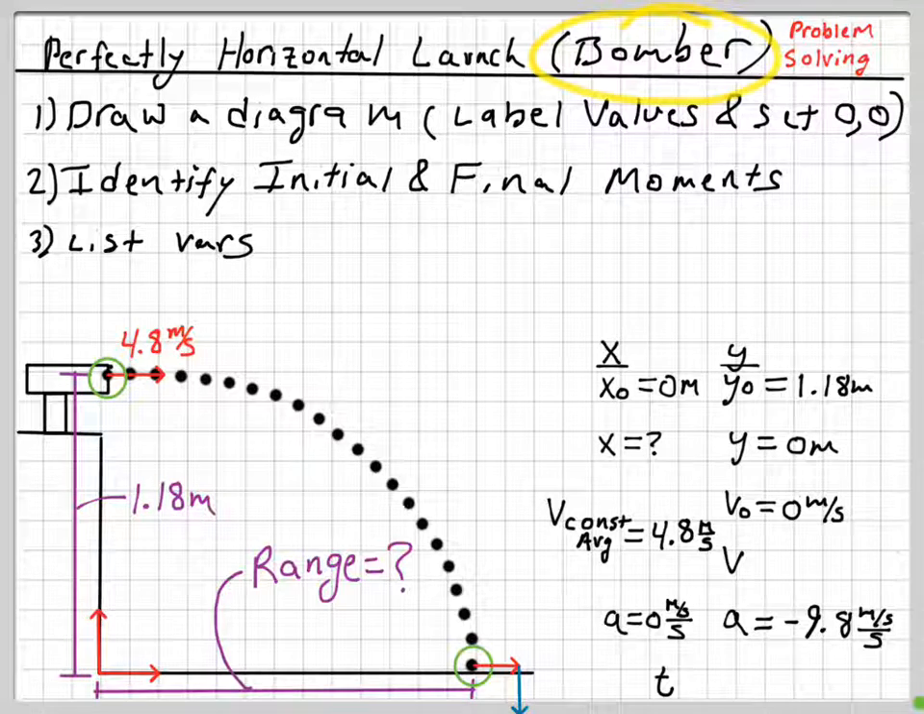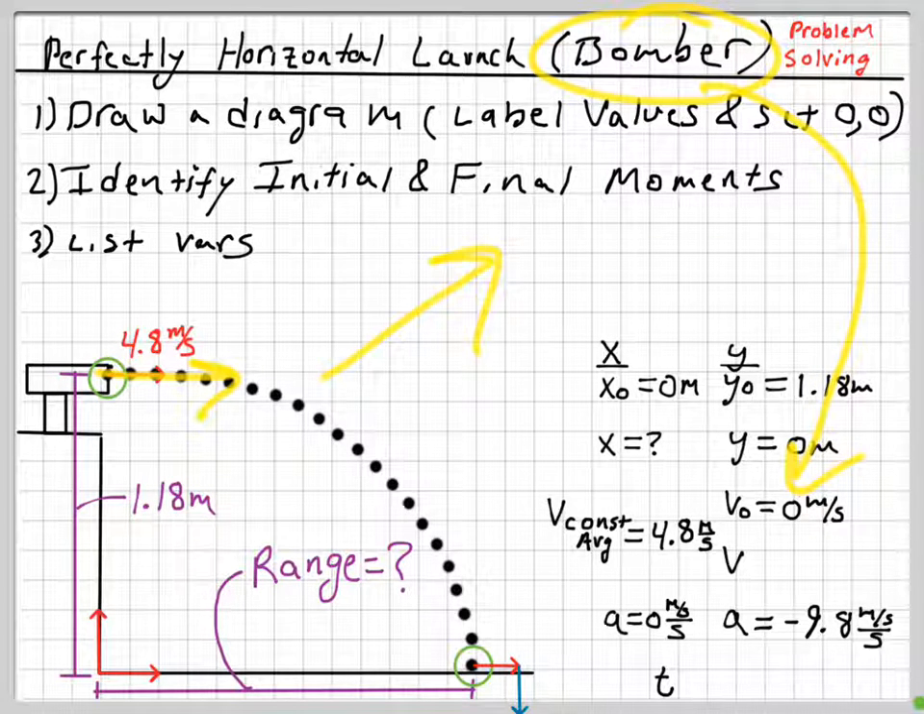And that is a unique thing to any bomber problem. The reason it's unique is because the velocity initially starts entirely pointing horizontal, entirely in the x direction. None of it's in the y. If this were tilted up a little, then you'd have some in the x and some in the y. But because it's perfectly horizontal, for a bomber problem, all the velocity is in the x and none of it's in the y.